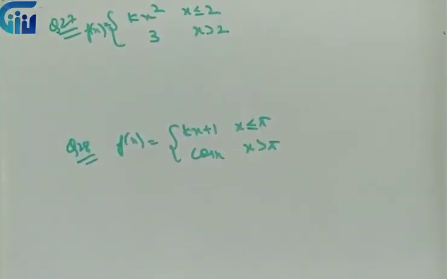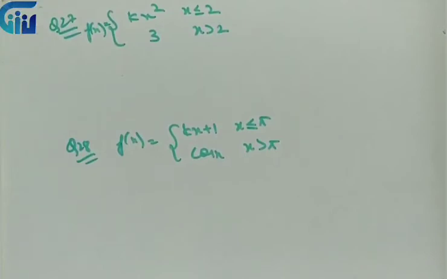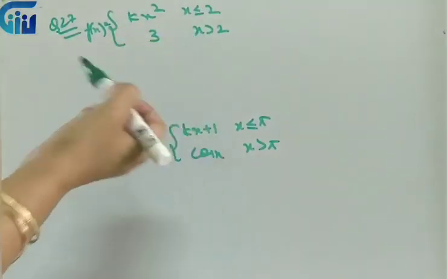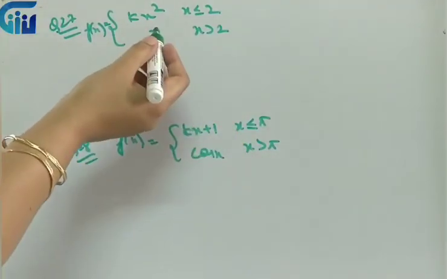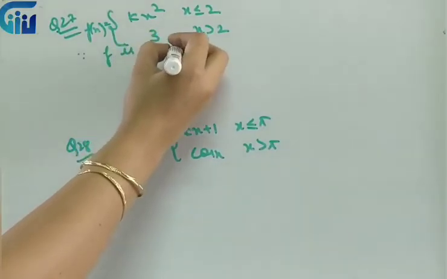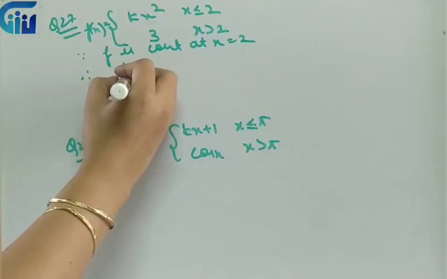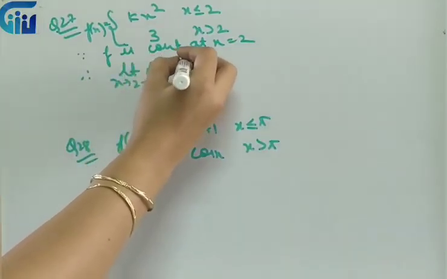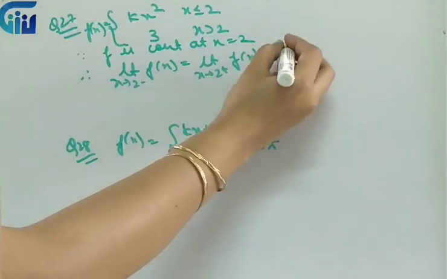Number 27, what do we have? It says f(x) is equal to kx square when x is less than or equal to 2, and 3 when x is greater than 2. Again it is given to be continuous at 2. Just see the point at which the function is behaving differently; there it is given to be continuous, for both the functions, over here at pi and over here at 2. So again we will say, since f is continuous at x equal to 2, therefore left hand limit is equal to right hand limit is equal to the value of the function at 2.